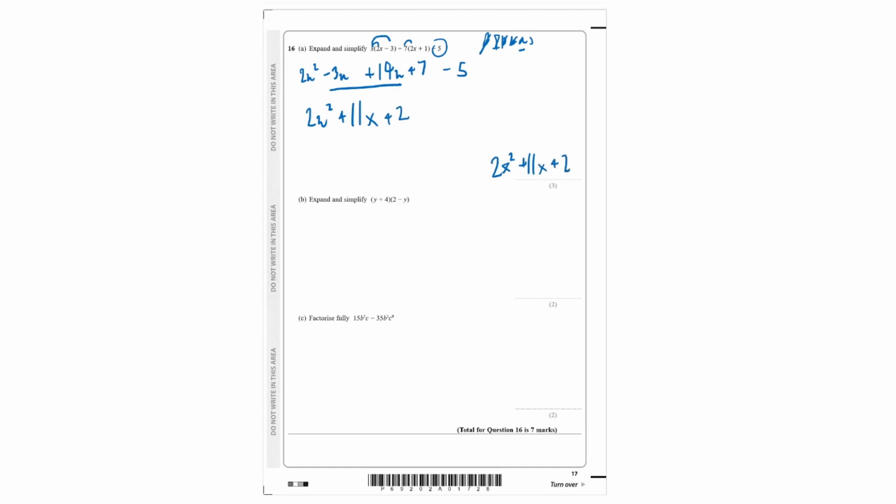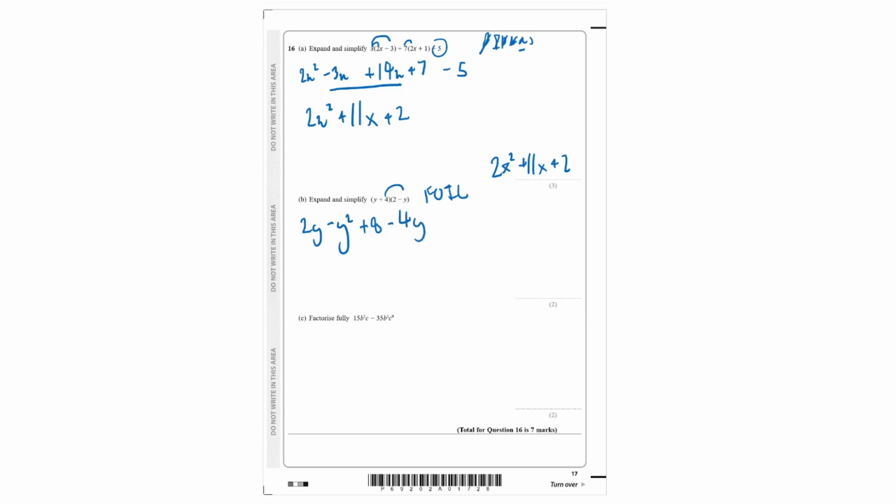Expand and simplify. Now, here we're going to be using the FOIL method. FOIL stands for first, O stands for outside, I is inside, and L is last. We can see that for first, we have y times 2, so that's 2y. Outside is y times negative y, so that's negative y squared. Inside is 4 times 2, so that's 8. And last is 4 times negative y, so that's negative 4y.